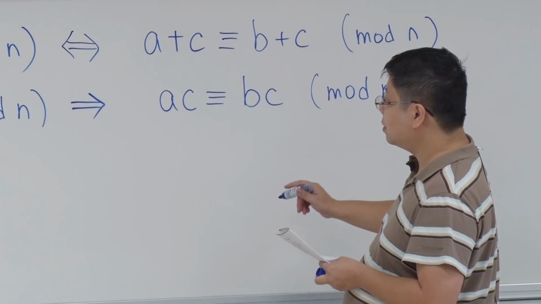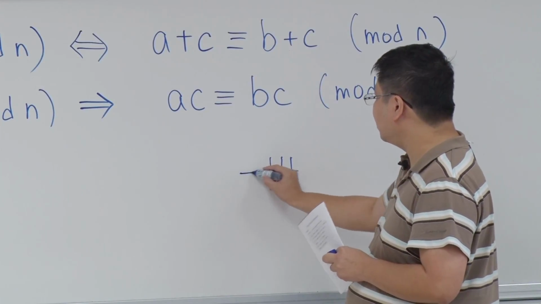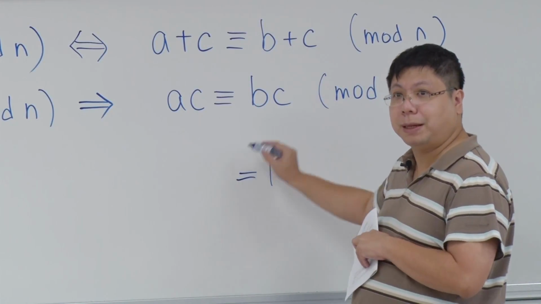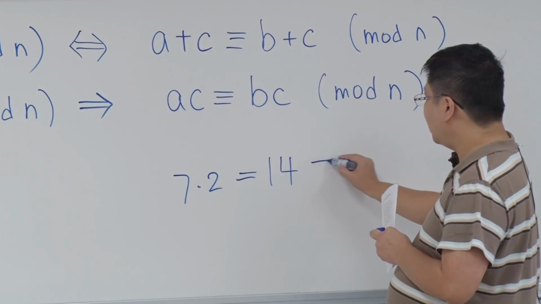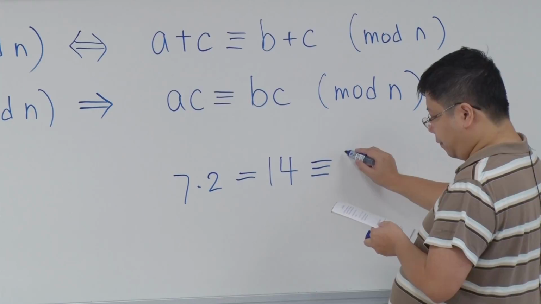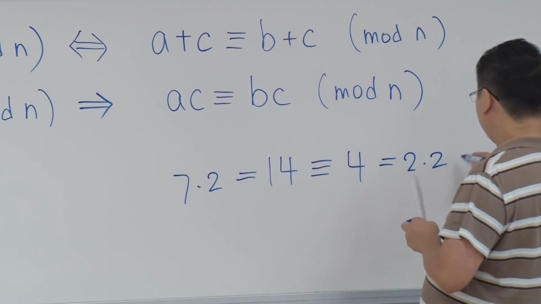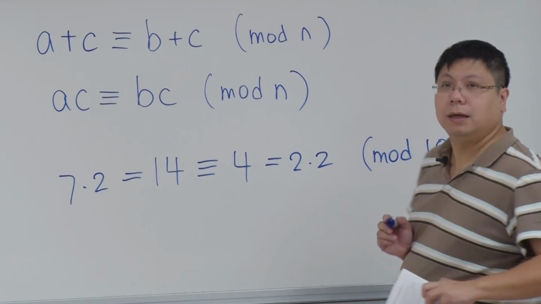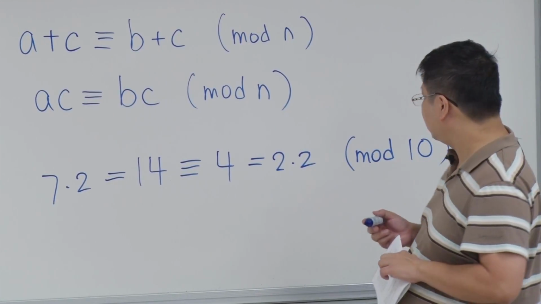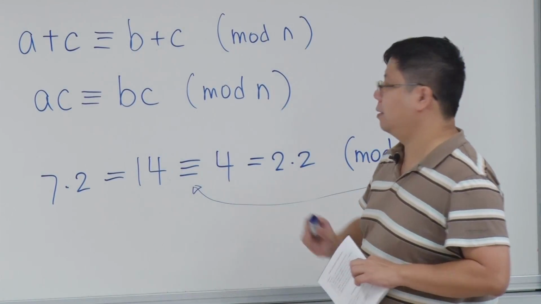For instance, you have 14. 14 is equal to what? So this equal is the arithmetic equal. So 14 is equal to 7 times 2, right? And then 14 is equal to 4 mod 10. Is that okay?